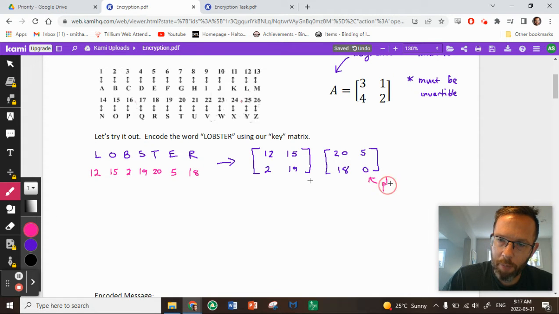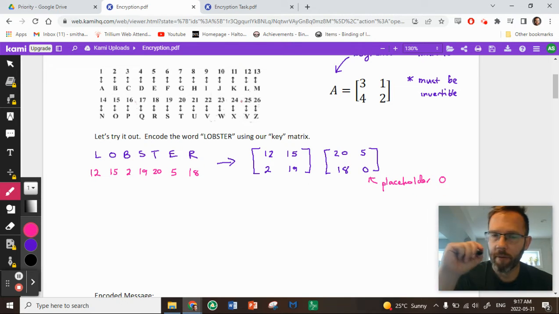So you can pop in placeholders whenever you need to. You could also put in zeros for spaces if you wanted to actually have spaces in your message. Totally up to you. But that's how we handle 8 entries in a matrix and only 7 letters. Okay, so now we've taken our message and we popped it in.